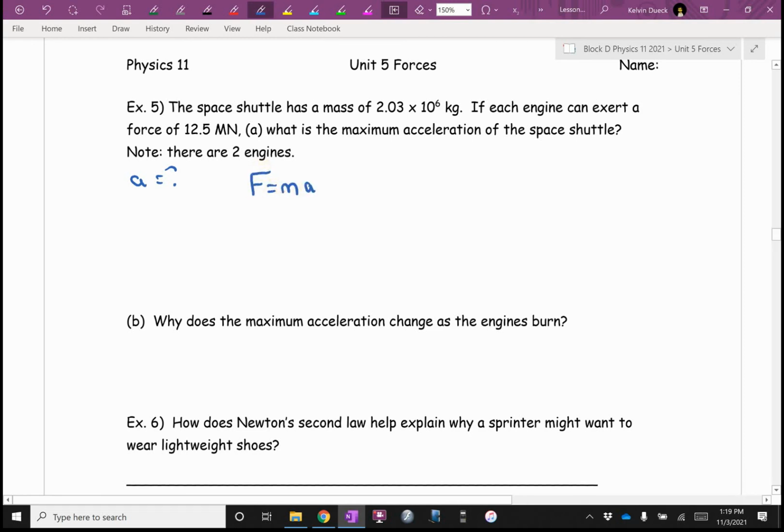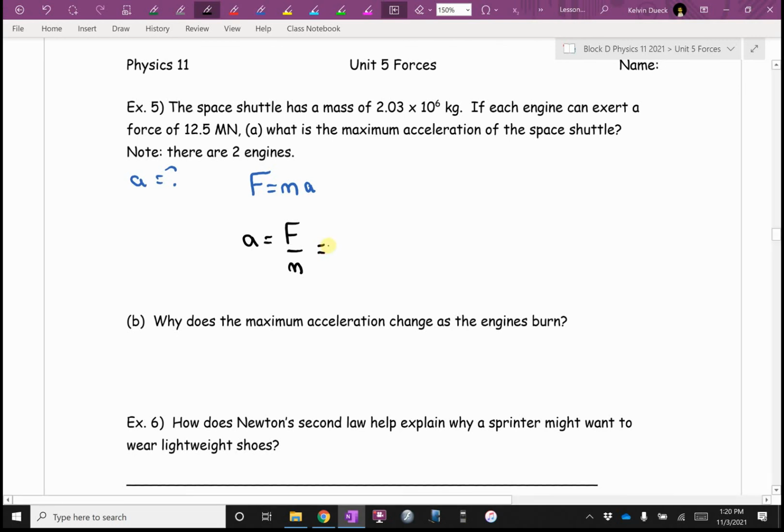Although, Nick, what did you say they want us to find? How would I move the M over? How will I get the A by itself? Say it. You're right. Say it again. We have a new equation. You know what, Nick? We're going to name this after you. We're going to call this Nick's theorem. If I want to find A, I can find A using Nick's theorem if I know the force and the mass. What's the force?